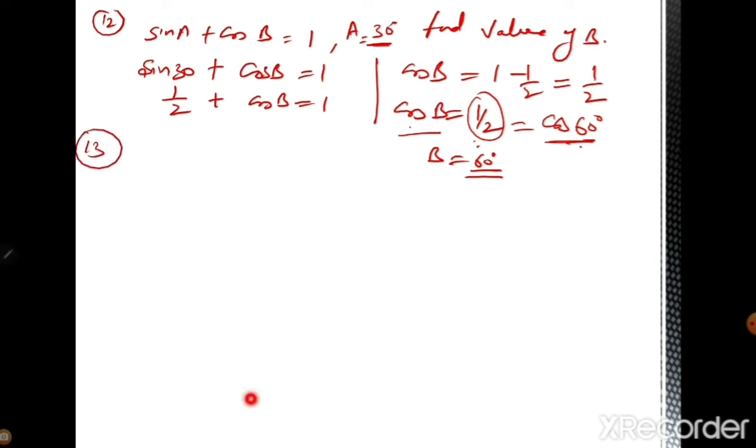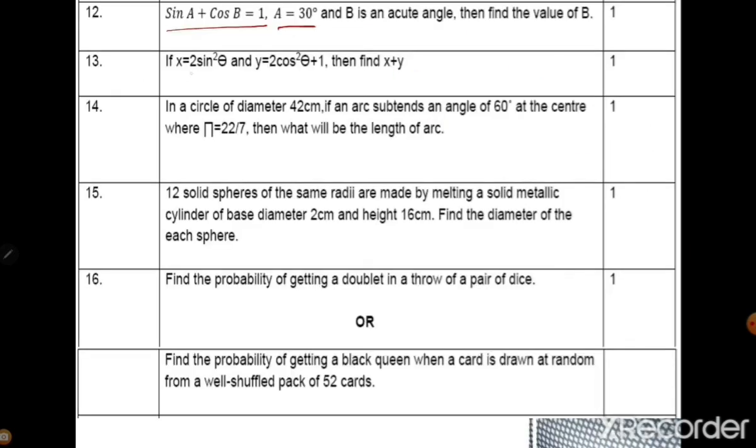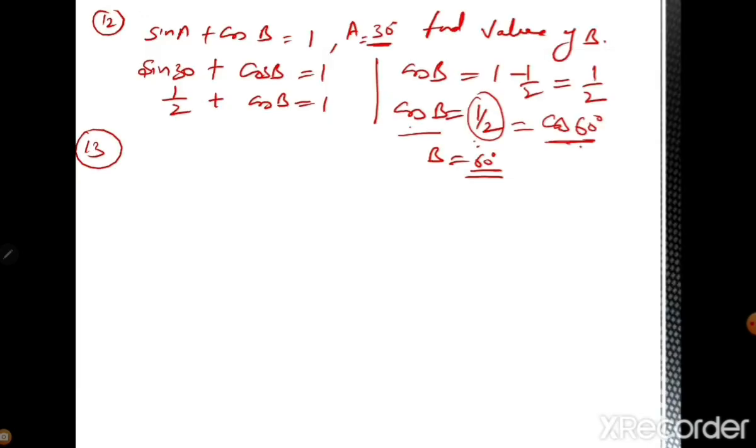Okay children, come to question number 13. That is, if x is 2 sine square theta and y is 2 cos square theta plus 1, then find x plus y. Again, very simple. We have to find x plus y. So we'll substitute values. What is x? X is 2 sine square theta. And y is given in your question: 2 cos square theta plus 1.